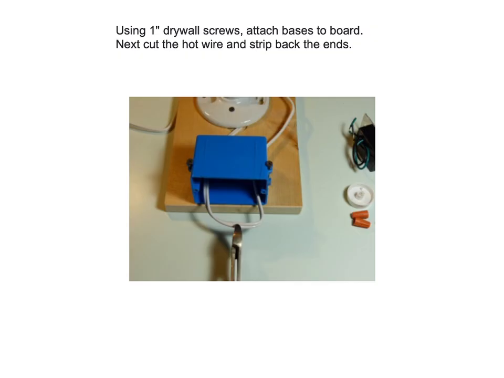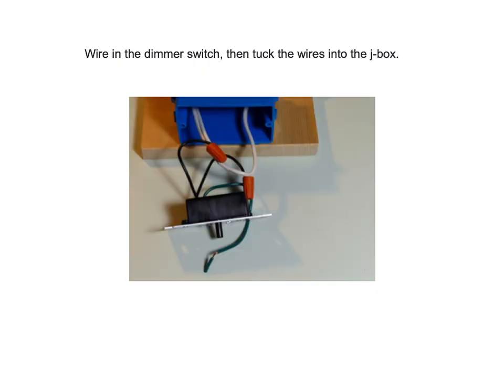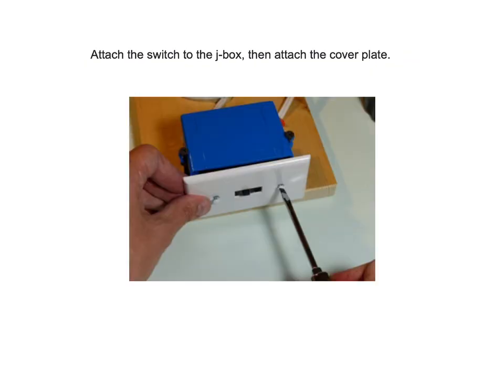Next, cut the hot wire, that's the one connected to the wide prong on the plug end, and strip back the ends of the wire. Connect the wires of the dimmer switch to the free ends of the extension cord with the wire nuts provided with the kit. Then tuck the wires back into the junction box.